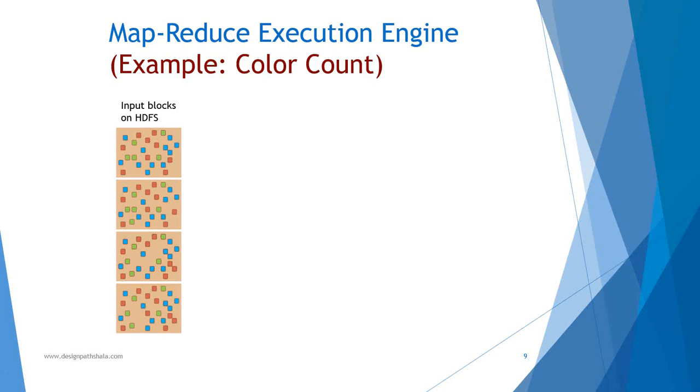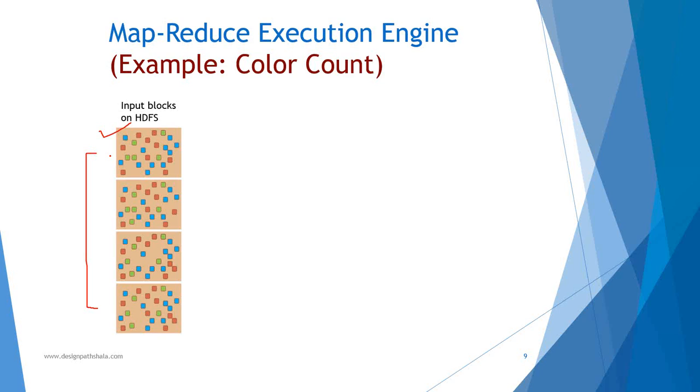So this is my data on the left-hand side, which you can see. These are the blocks of my data, or I could say this is the data which is there in a block, distributed across the data nodes. What I have to do as a user is calculate the number of blue blocks, the number of red blocks, and the number of green blocks in my data.